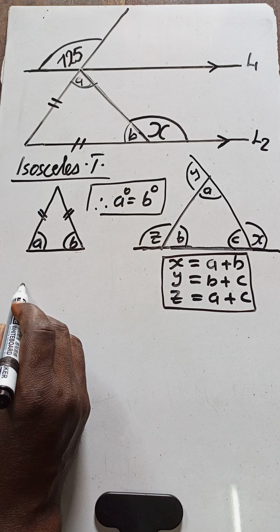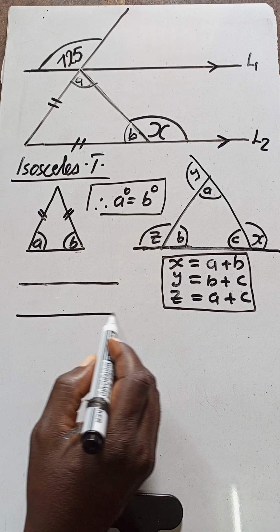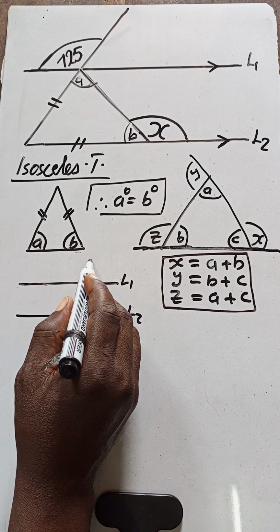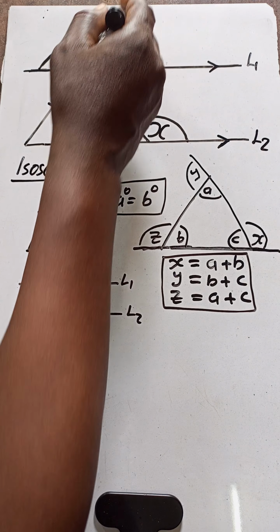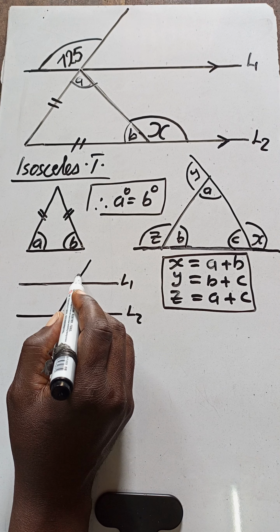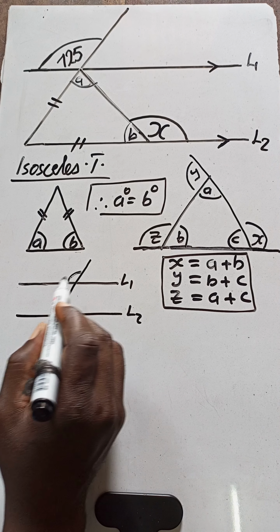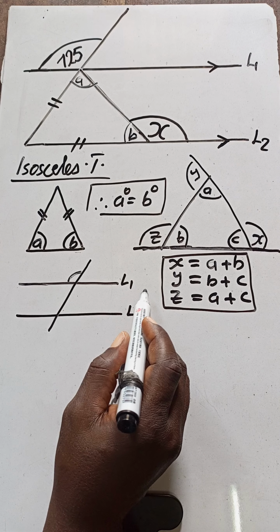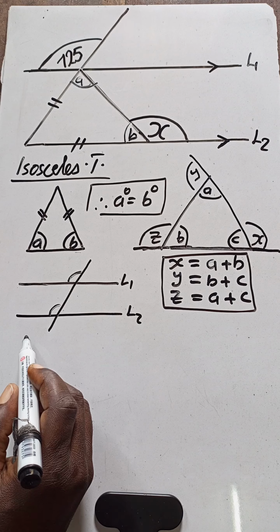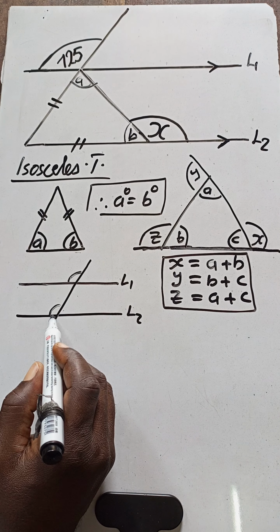Let's just look at it quickly. If we have two parallel lines, L1, L2, like we have over there, and there is a transversal, we'll consider this as our transversal. Then we know that corresponding angles are always equal. This angle here, with respect to the line L1, corresponds to this angle with respect to the line L2. And so this angle must be equal to this angle.